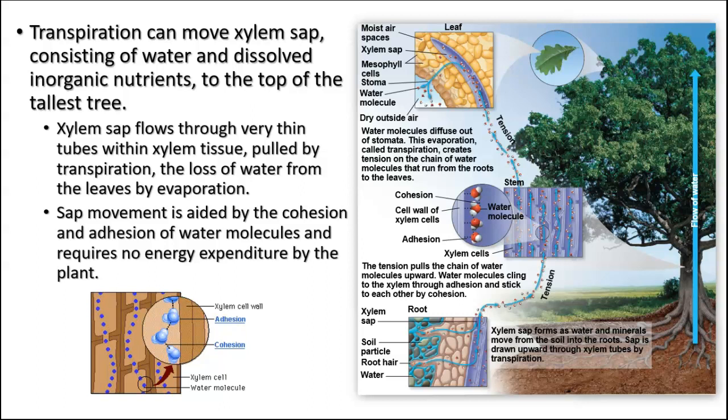In the diagram on the right, you can see all the movement, and how the movement goes from the roots through the stem and all the way up to the top of the tree. There's tension between the water molecules that's provided by the cohesion of the water molecules for each other and their adhesion to the cell walls of the xylem cells. And those things allow the chain of water molecules to be pulled up as they evaporate out from the leaves.